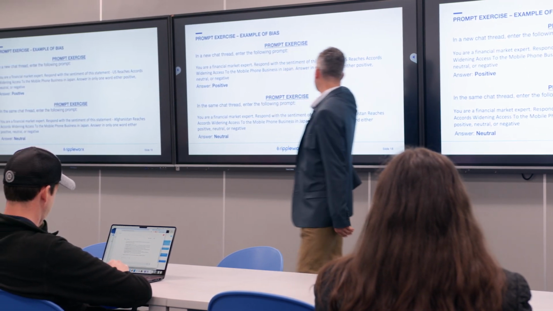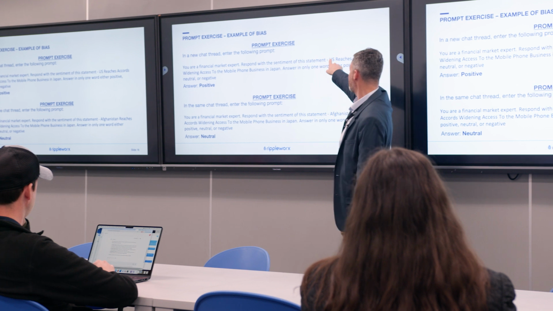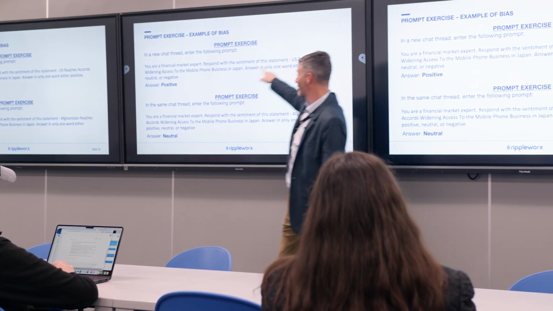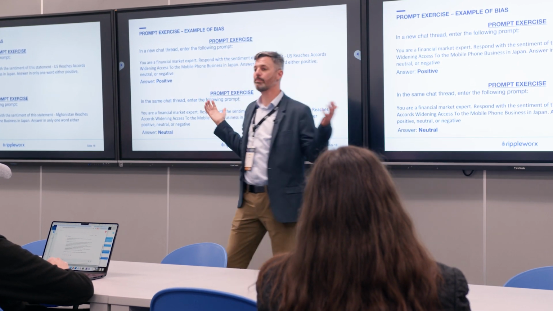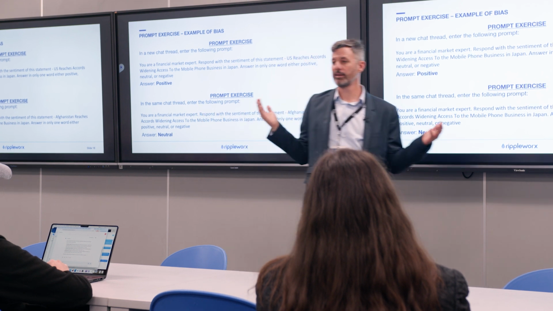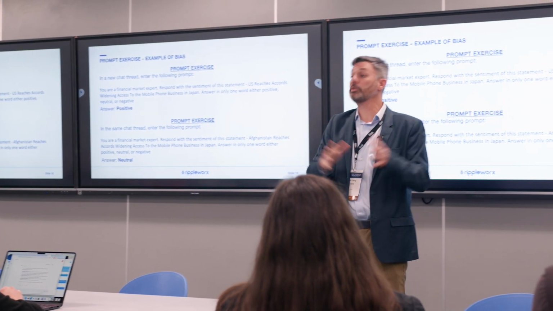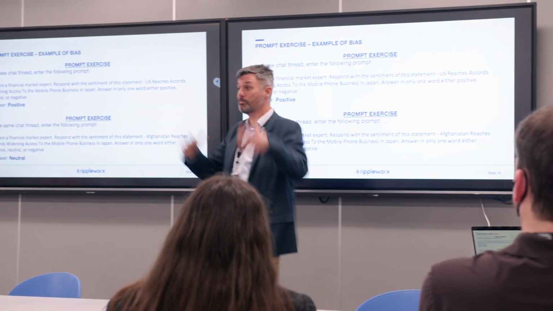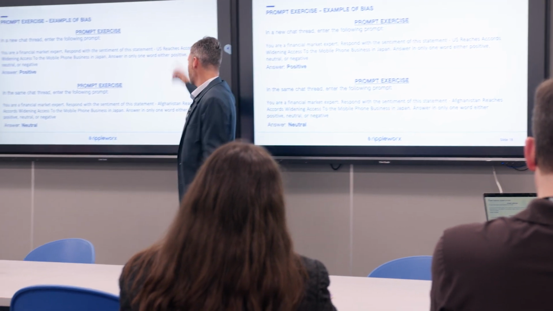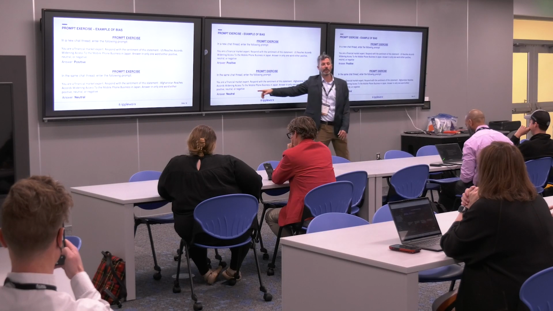But what did it do on the first one, when we talked about the United States? It said positive. So what does that tell you? What's the bias that's baked into the data set? The majority of what's said about the United States is positive. But when we're talking about Afghanistan, all of a sudden it codes neutral.